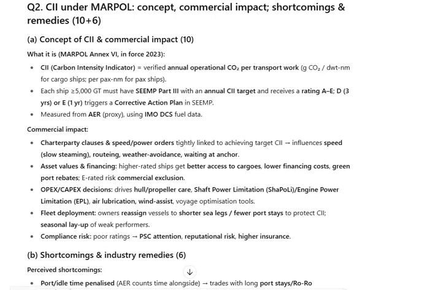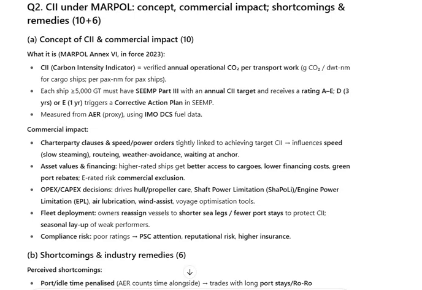Hello friends, this is question number 2 of the August 2025 MEO Class 1 paper, and the question is on the topic of the carbon intensity indicator. It is CII under MARPOL: the concepts, the commercial impacts, and shortcomings and remedies, for 10 plus 6 marks. The concept of CII and commercial impact is for 10 marks here.